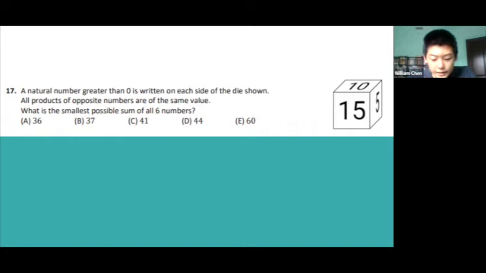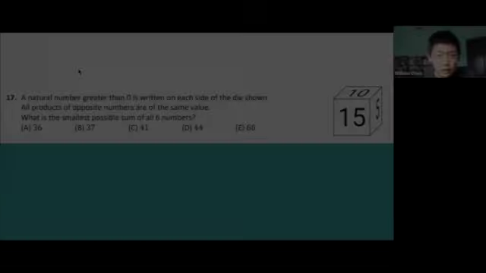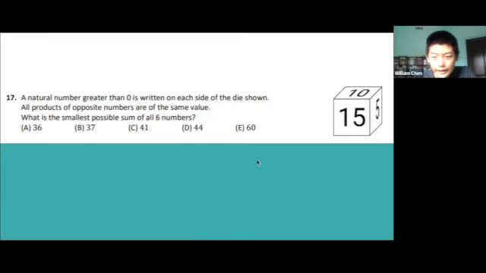In this problem, we have a 6-sided die. We know that all numbers on opposite faces multiply to the same value. We want the smallest sum of all 6 numbers. I'll give you 3 minutes to think about this, and if you have an answer, please type it into the chat. The answer is actually C.